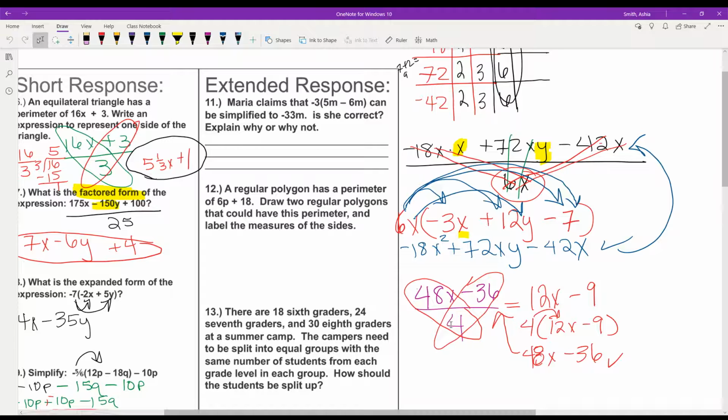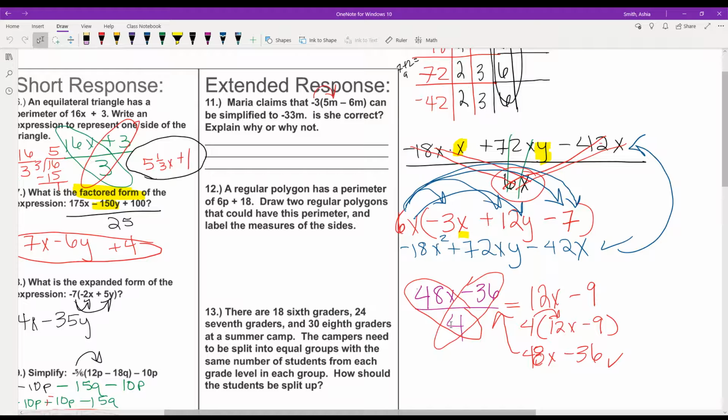So, number 11, Maria claims that -3 times the quantity 5m minus 6m can be simplified to 33m. Is she correct? Explain why or why not. So let's take a look at what's happening here. First, let's distribute our problem just to see whether she's correct or not with the math.